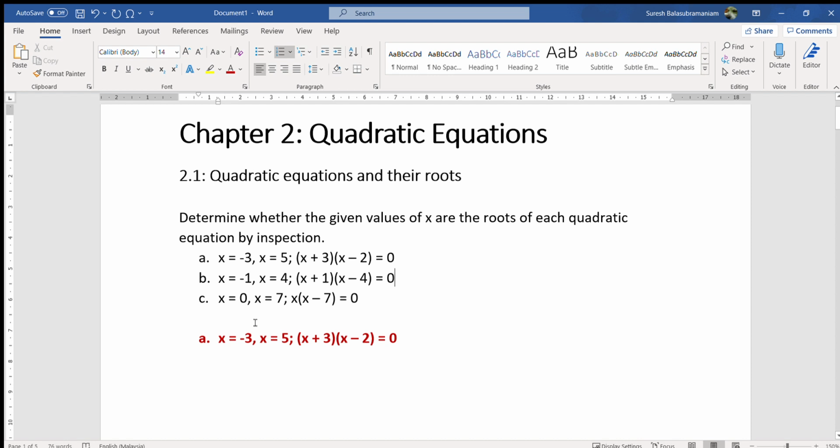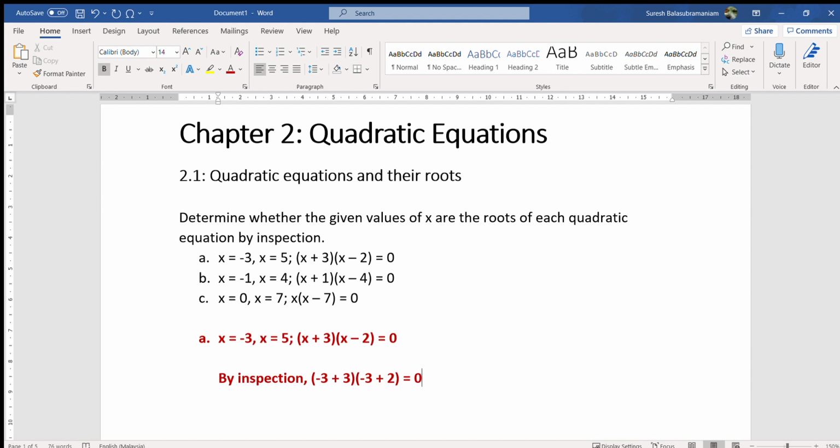Question A: x equals -3, x equals 5, and the equation is (x + 3)(x - 2) = 0. How do we do this by inspection? I'll take the first value of x, that is -3, and replace it in the equation. I get (-3 + 3)(-3 + 2) = 0.